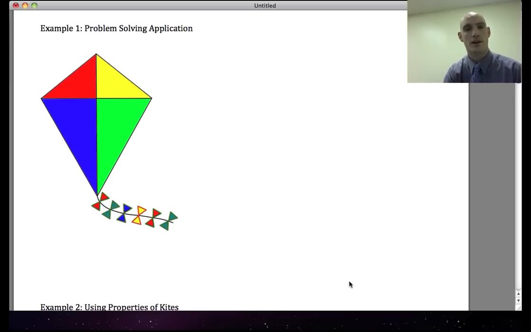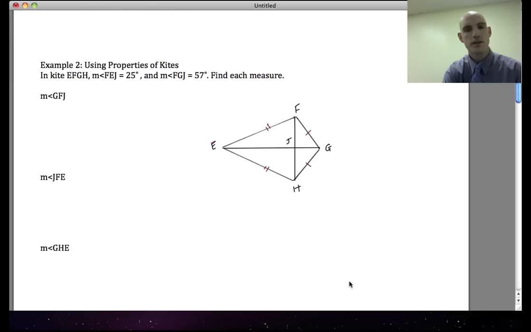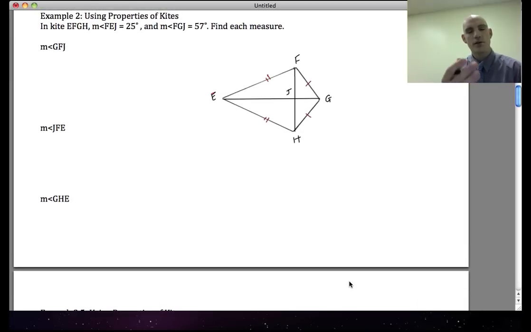Okay, example one is going to be a problem-solving application. We're going to look at that one in class. So go ahead and pause here and draw this picture of this kite. We're going to talk about this one in class. I'm going to move on to example 2. And in example 2, we have three things that we're going to find. All three of them are angle measures.